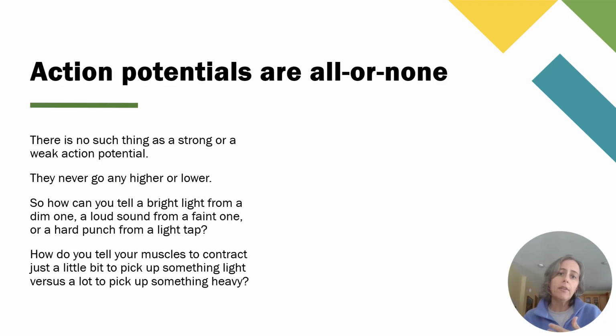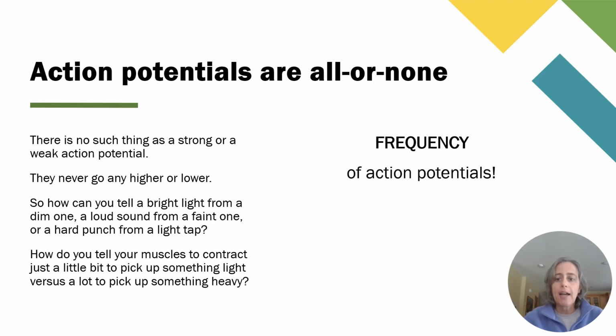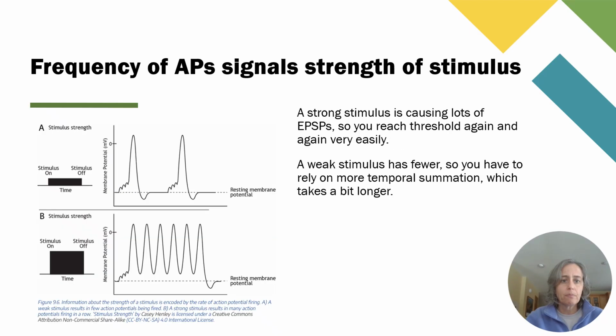Or going the other way, so instead of sensory, going motor, when your brain is sending signals out to your body, how do you tell your muscles to contract just a little bit to pick up something light like my reading glasses versus something really heavy like the table here? So how do you give strength of a signal? Because action potentials are always the same. One size fits all. The answer is frequency of the action potentials.